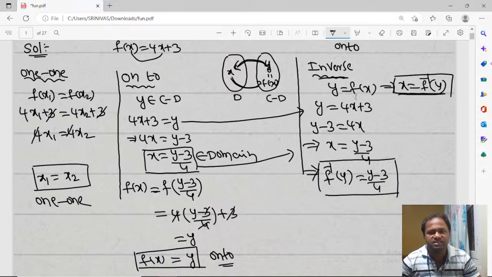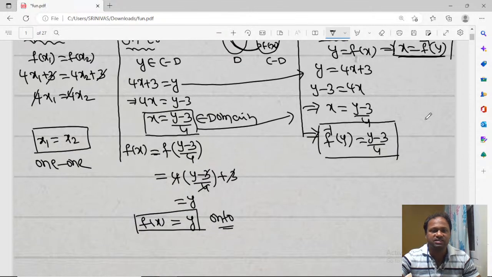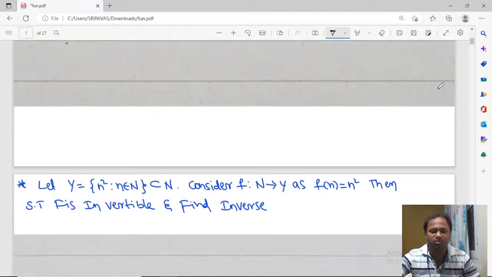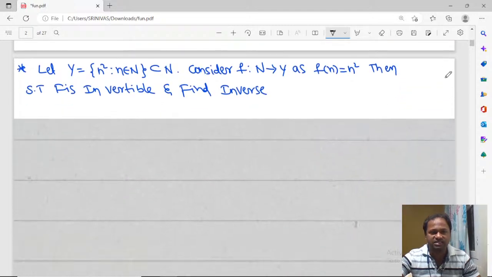This is very easy and a most important 5 marks question. Yes, you can do it easily. I will move on to one more question. Same method. What is given?